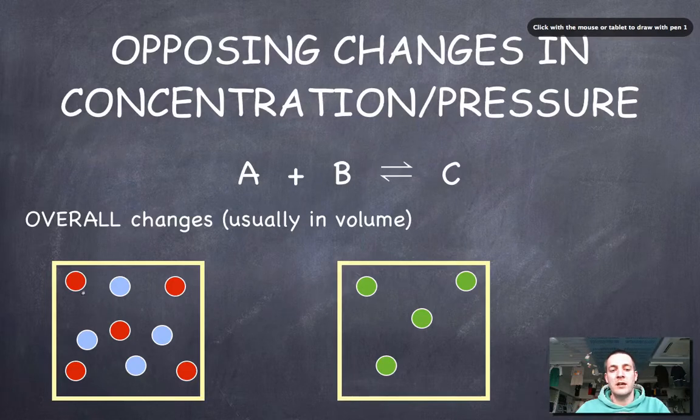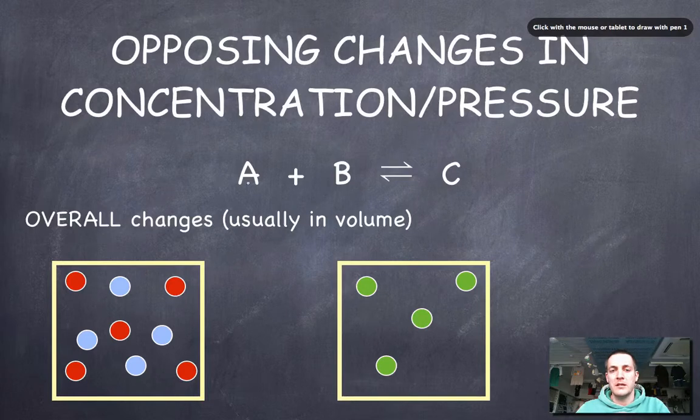Okay, if I had one of each of A and B here, then I would produce one of C for every one A and B, as shown by our mole ratio in our equation here. We can see that 1A and 1B turns into 1C.